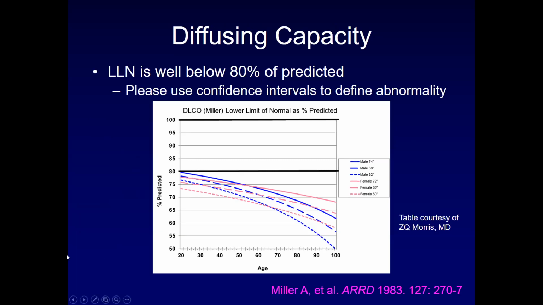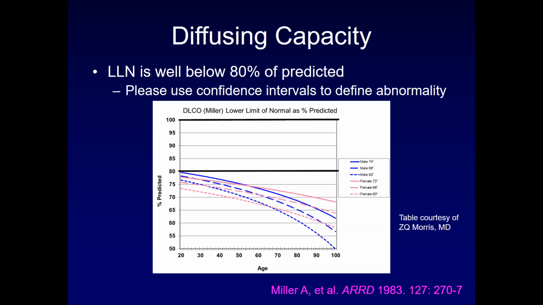As you can also see here, the diffusion capacity, the lower limit of normal, will also decrease over time. So if you look at a 6'2" male, as this person gets older, their diffusion capacity will decrease over time. And the lower limit of normal will also decrease over time.